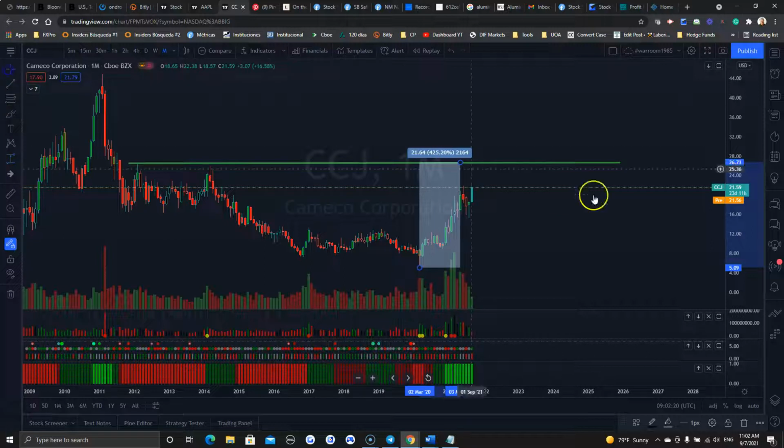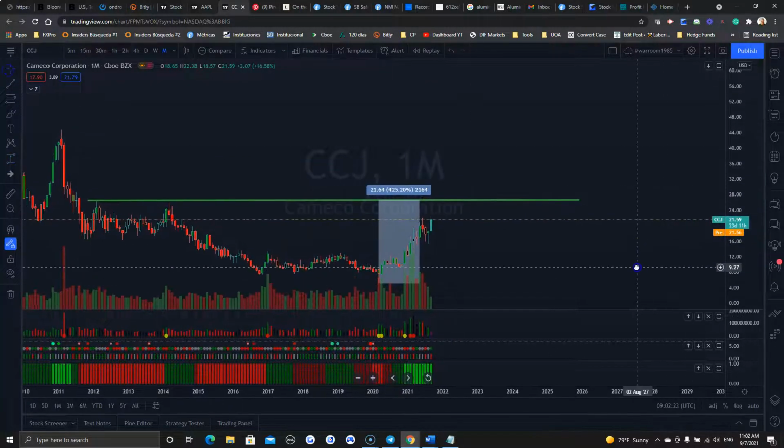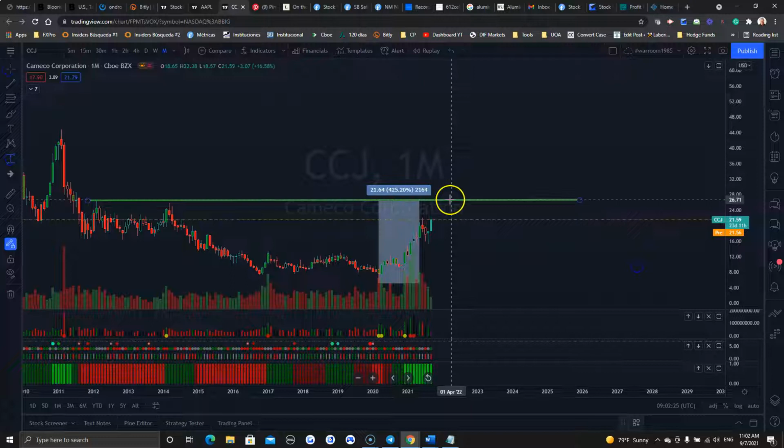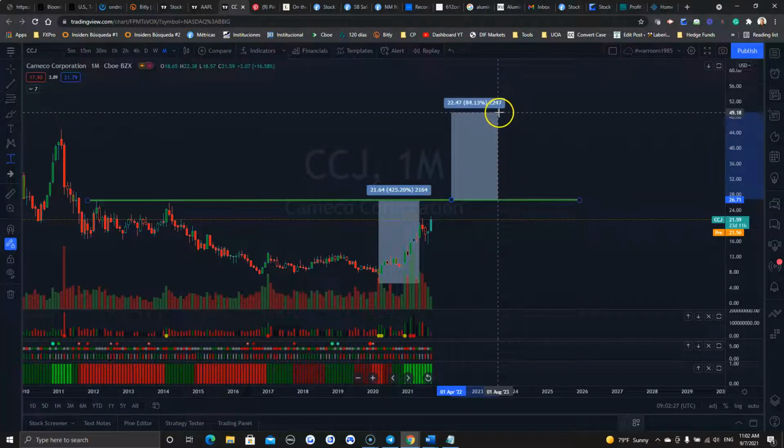First, let's go with the conservative view on this price rotation. We take this, and that will be $20. I have 22. That takes us to $48.96. That's conservative. That may happen in the next 3 years.